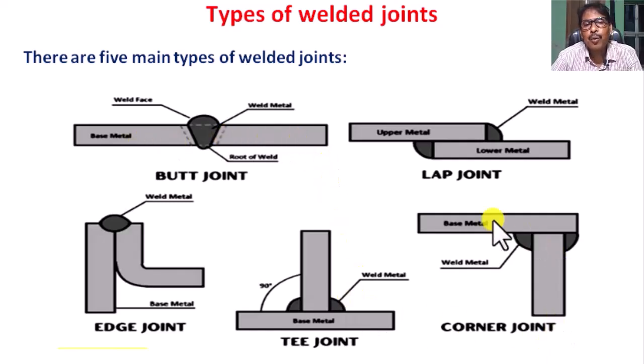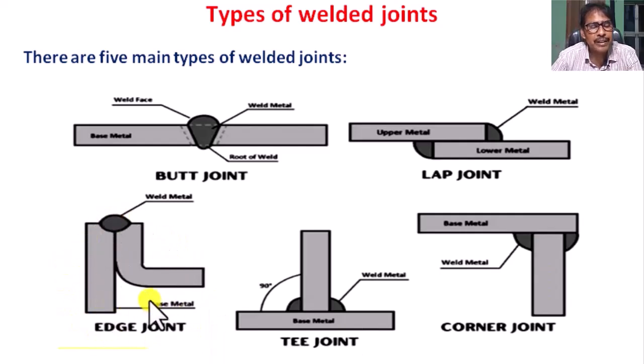This is the corner joint. In corner joint, 2 pieces of metal are joined at right angles to form a corner used in frame or box. This is the H joint.